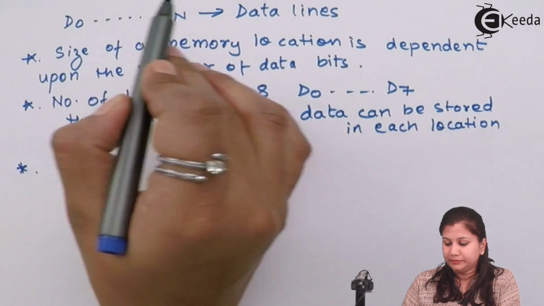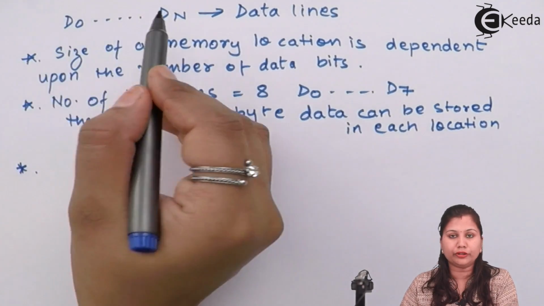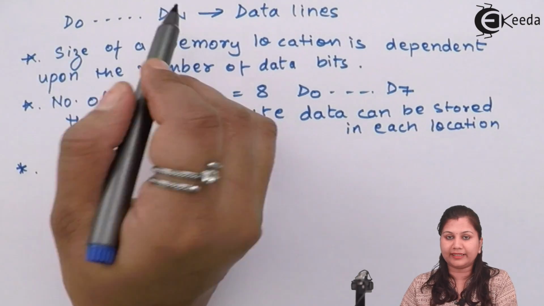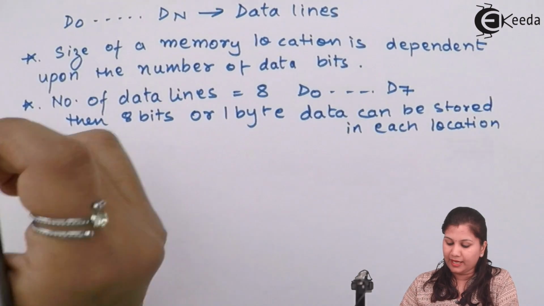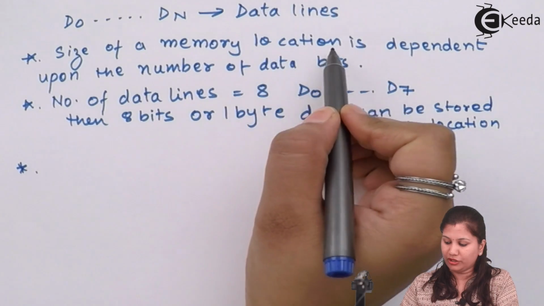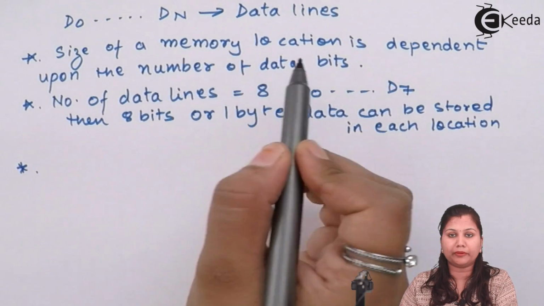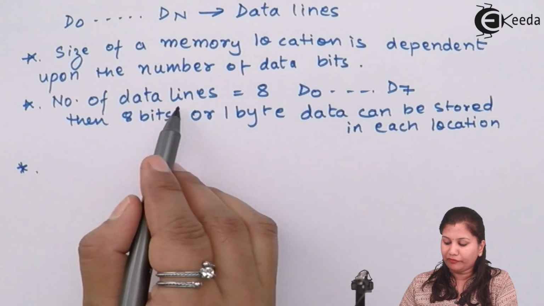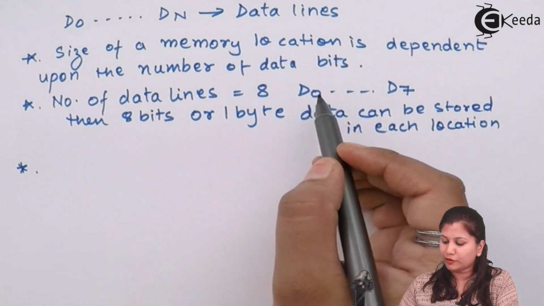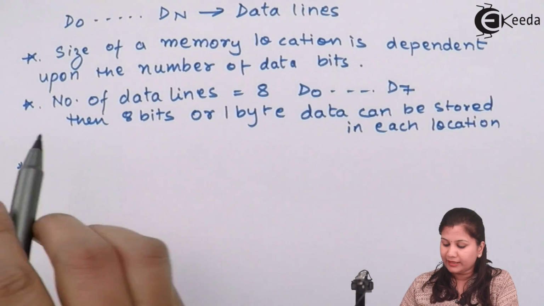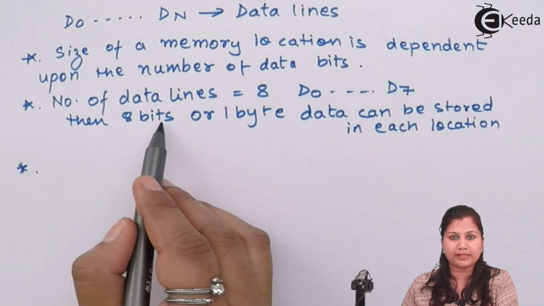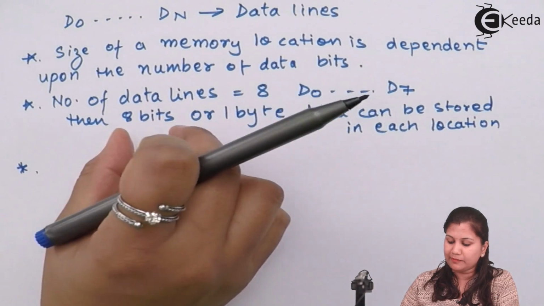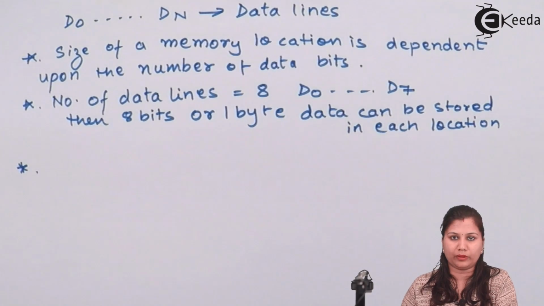Now the data lines are from d0 to dn, so we can say that there are n data lines. The size of a memory location depends upon the number of data bits. Like here, if we are having the number of data lines as 8, that is from d0 to d7, then it is having 8 bits. So 8 bits can be stored at one memory location.